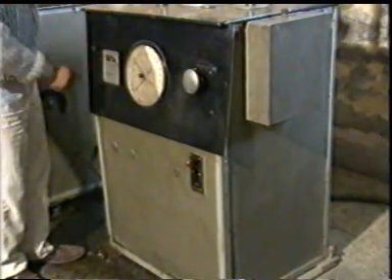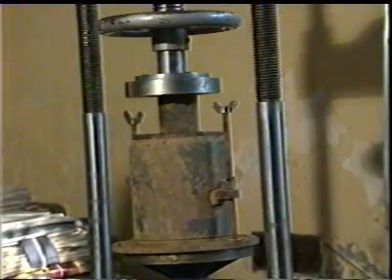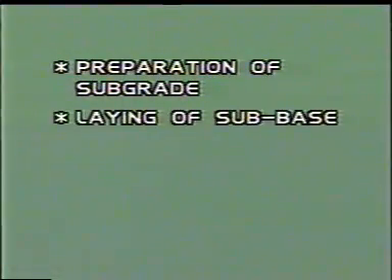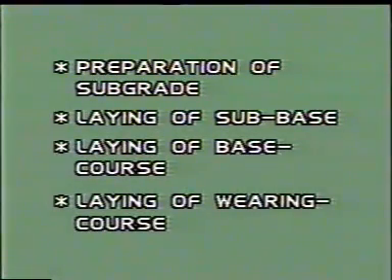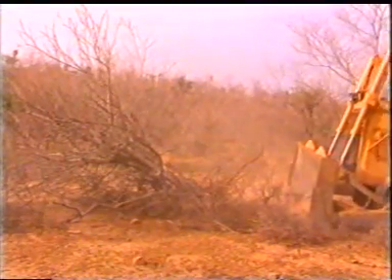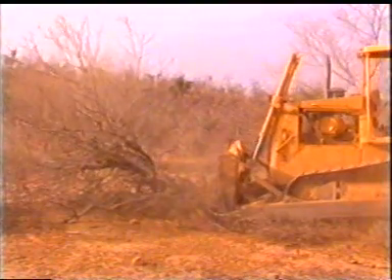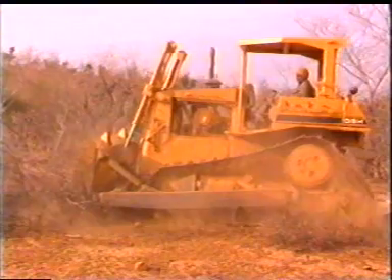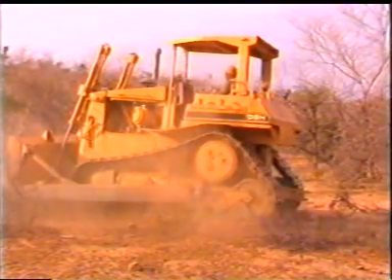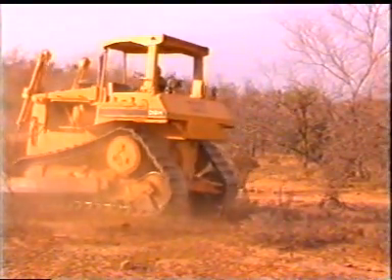In the construction of flexible pavement, various operations are involved, such as preparation of subgrade, laying of subbase, laying of base course, and laying of wearing course. The preparation of subgrade involves clearing the site of shrubs, if any, and leveling the ground surface with the help of scrapers or bulldozers.